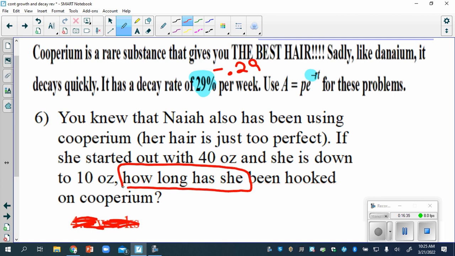So be careful on the setup. Naya starts with 40. That's my P. She ends with 10 because it's going less and less and less. She's using it up. Give it a try. You're going to do it just like the problem we just did. If you can do the problem we just did, you can do this one. You got it. Give it a try.